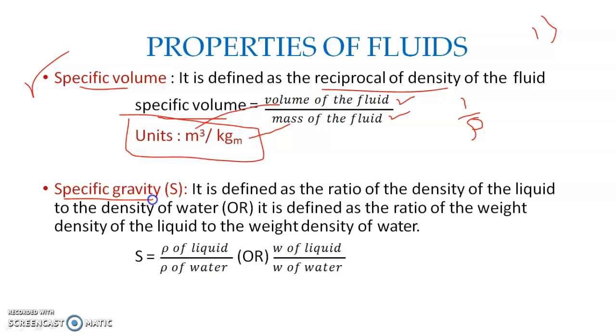Next one is specific gravity. Specific gravity is defined as the ratio of the density of the liquid to the density of the water. So density of liquid divided by density of water.